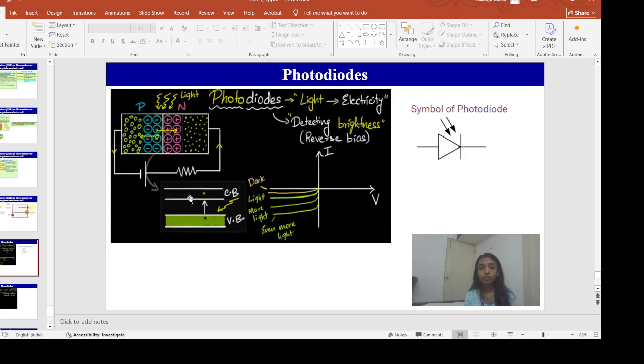So here we are observing that electrons and holes are getting recombined and they are getting lost. This will happen both in the N side and in the P side. Now if we are shining light in the depletion region, what will happen? The same situation is happening here also. Electron hole pairs will get generated.